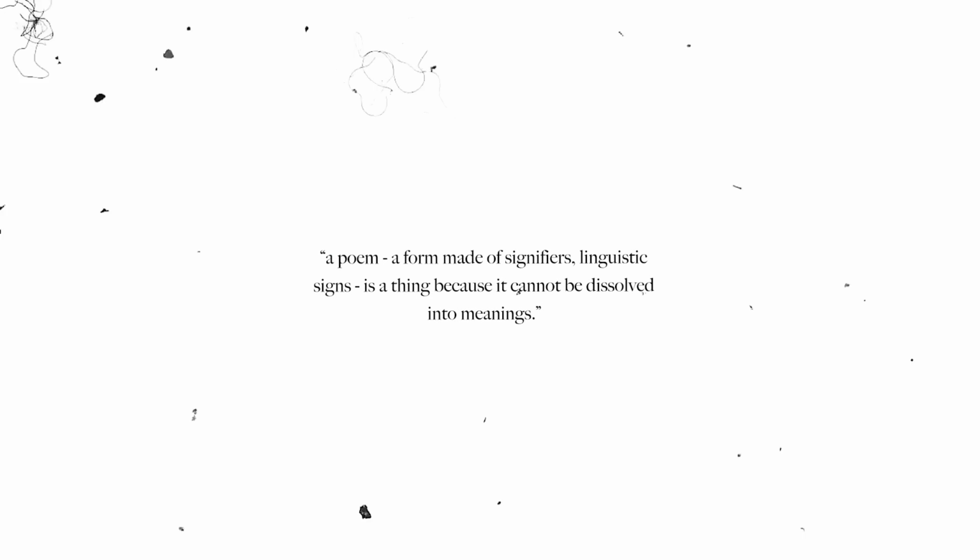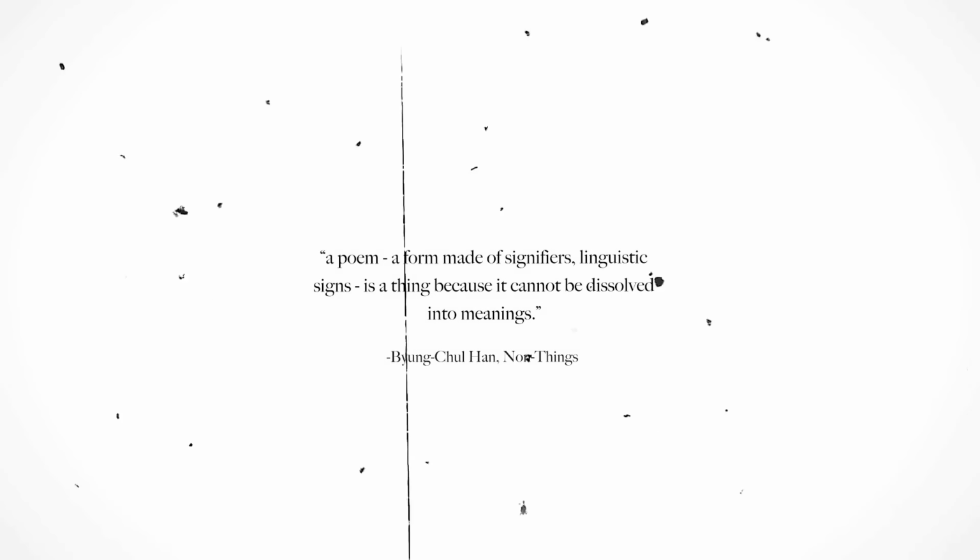One of the exemplars of reading for aesthetic pleasure is poetry. And our friend Byung-Chul Han here, who I just referenced a few minutes ago, has some pretty important things to say about poetry. Quote, "A poem, a form made of signifiers, linguistic signs, is a thing because it cannot be dissolved into meanings." Like I explained in the last video, the form exists in its own right.